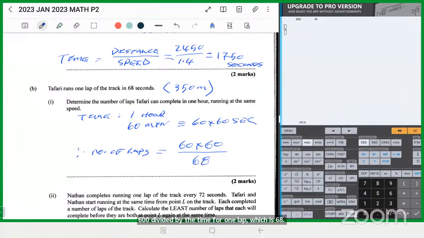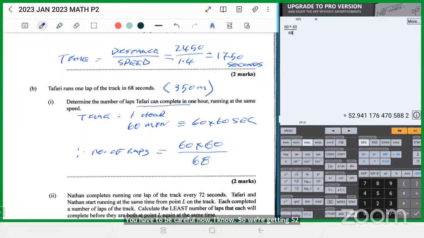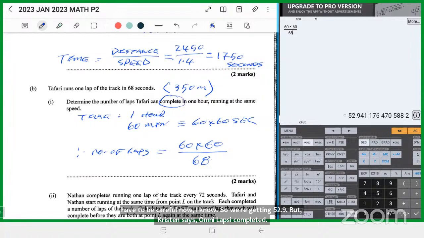So it's a fraction: 60 times 60 divided by 68. And that's 52.9. And look here now, you have to be careful. We're getting 52.9, but the question says, how many laps he completed? See this word? Very important. Complete. So since he's doing 52.9 laps, he has completed 52.